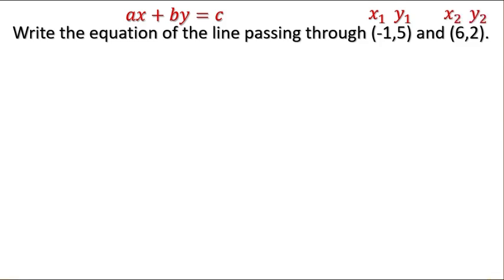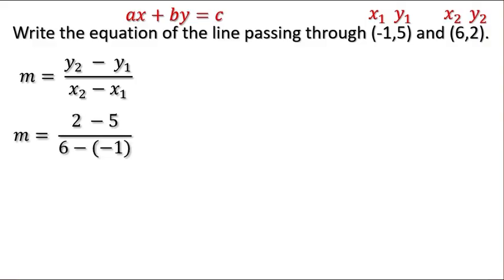Again, let's compute for the slope using the formula m equals y sub 2 minus y sub 1 all over x sub 2 minus x sub 1. Let us substitute. m equals 2 minus 5 all over 6 minus negative 1.